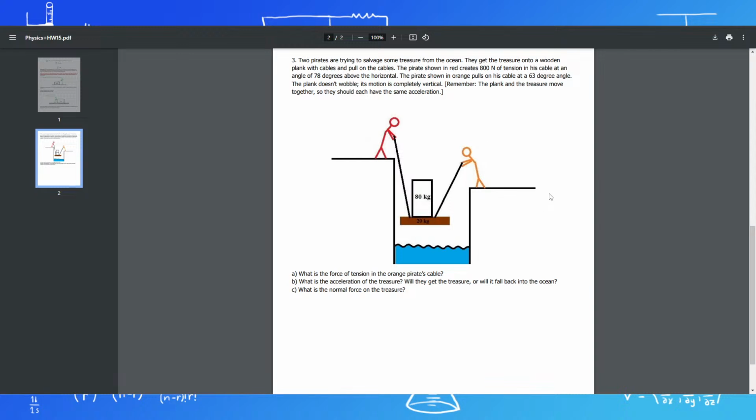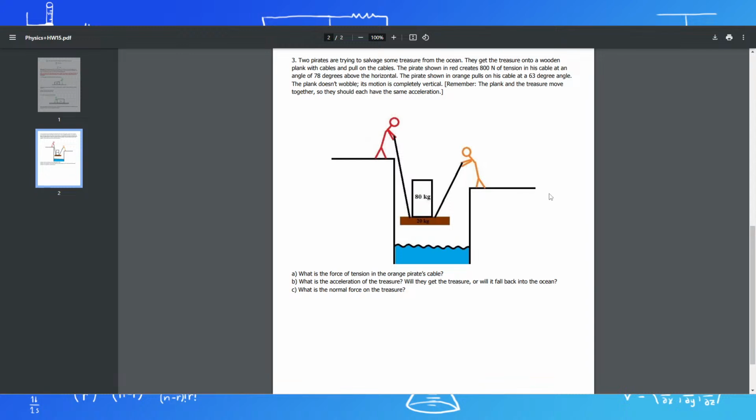Okay, so this one. Two pirates are trying to salvage some treasure from the ocean. They get the treasure onto a wooden plank with cables and pull on the cables. The pirate shown in red creates 800 newtons of tension in his cable at an angle of 78 degrees above horizontal. The pirate shown in orange pulls on his cable at a 63-degree angle. The plank doesn't wobble, its motion is completely vertical. And there's a reminder that the plank and the treasure move together, so they should each have the same acceleration.